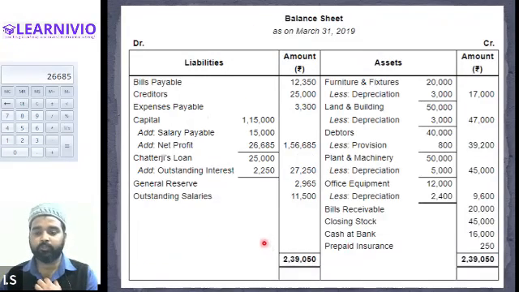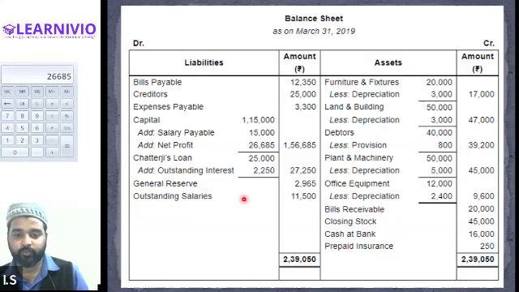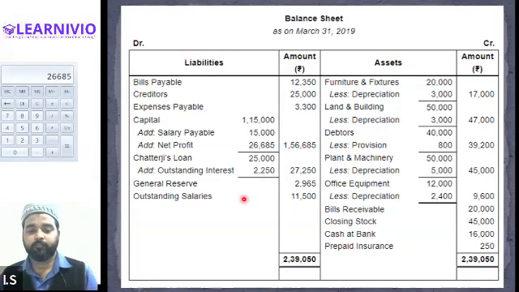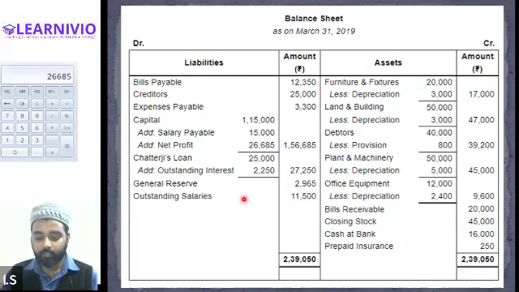So here is how your balance sheet should be reflected. We will indicate general reserve 2965 on the liability side, and also net profit will be added to the value of the capital. Which net profit will be added here? The remaining net profit after adjusting the reserves, 26685, not the original one, not the total, the actual net profit that we have got prior to general reserve. So this is how your balance sheet should look.